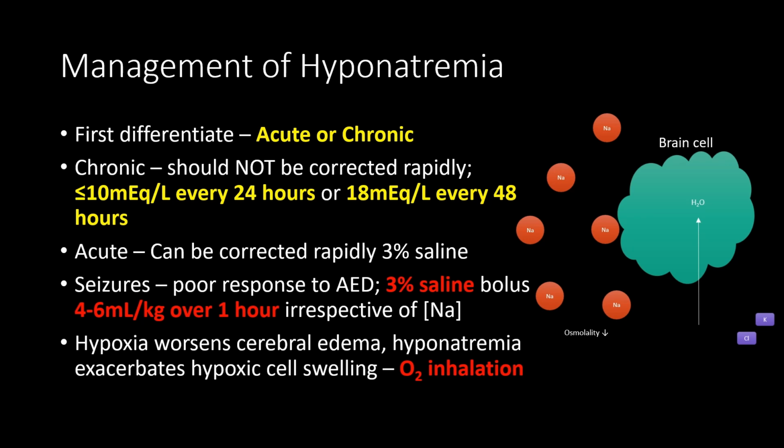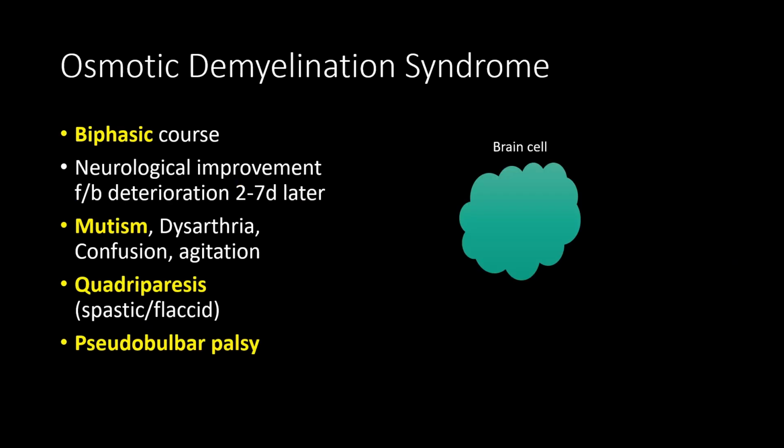So what exactly is osmotic demyelination syndrome? We'll come to it again. The brain cell is here, and the outside sodium is low. That means the osmolality is low. That means the H2O will move from outside the cell to inside the cell.